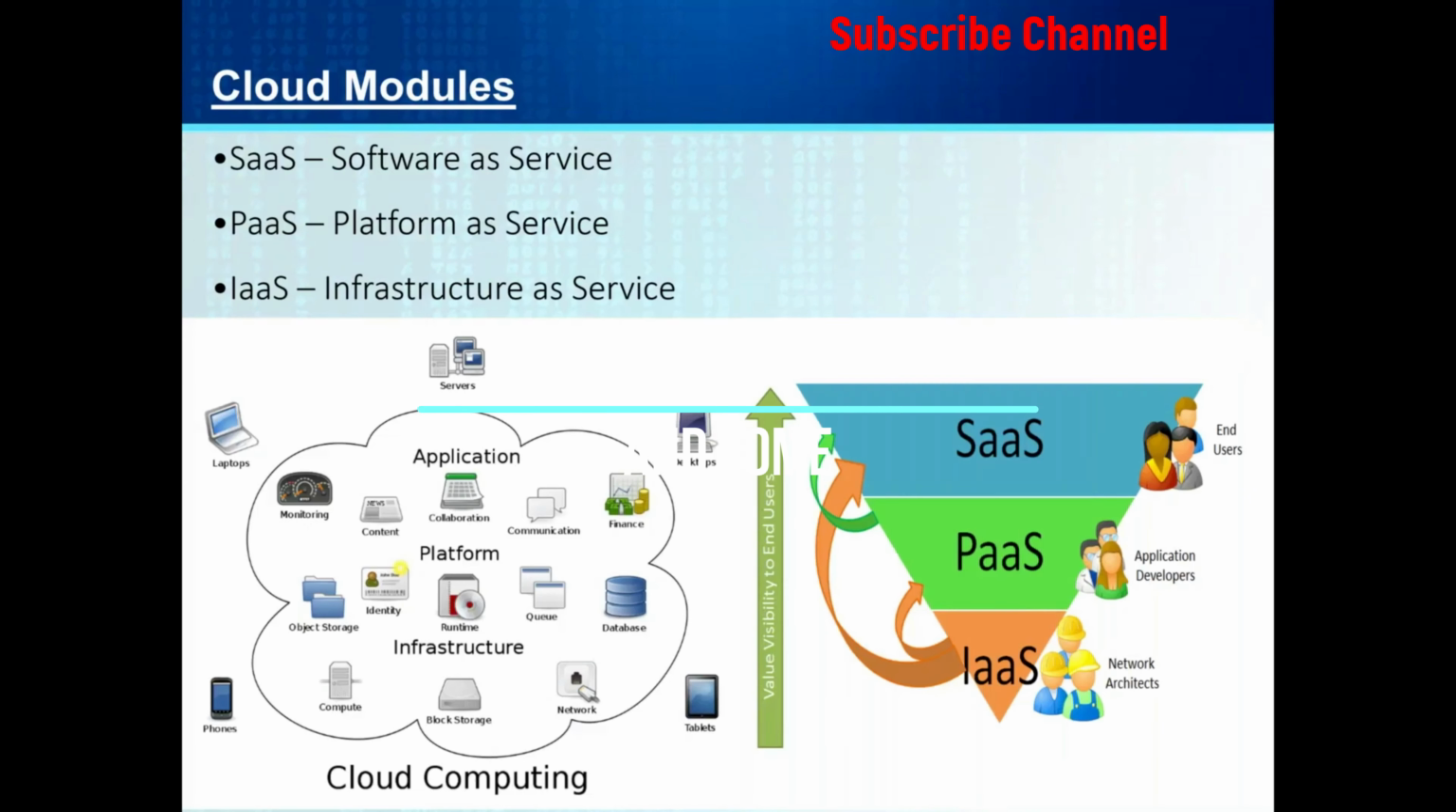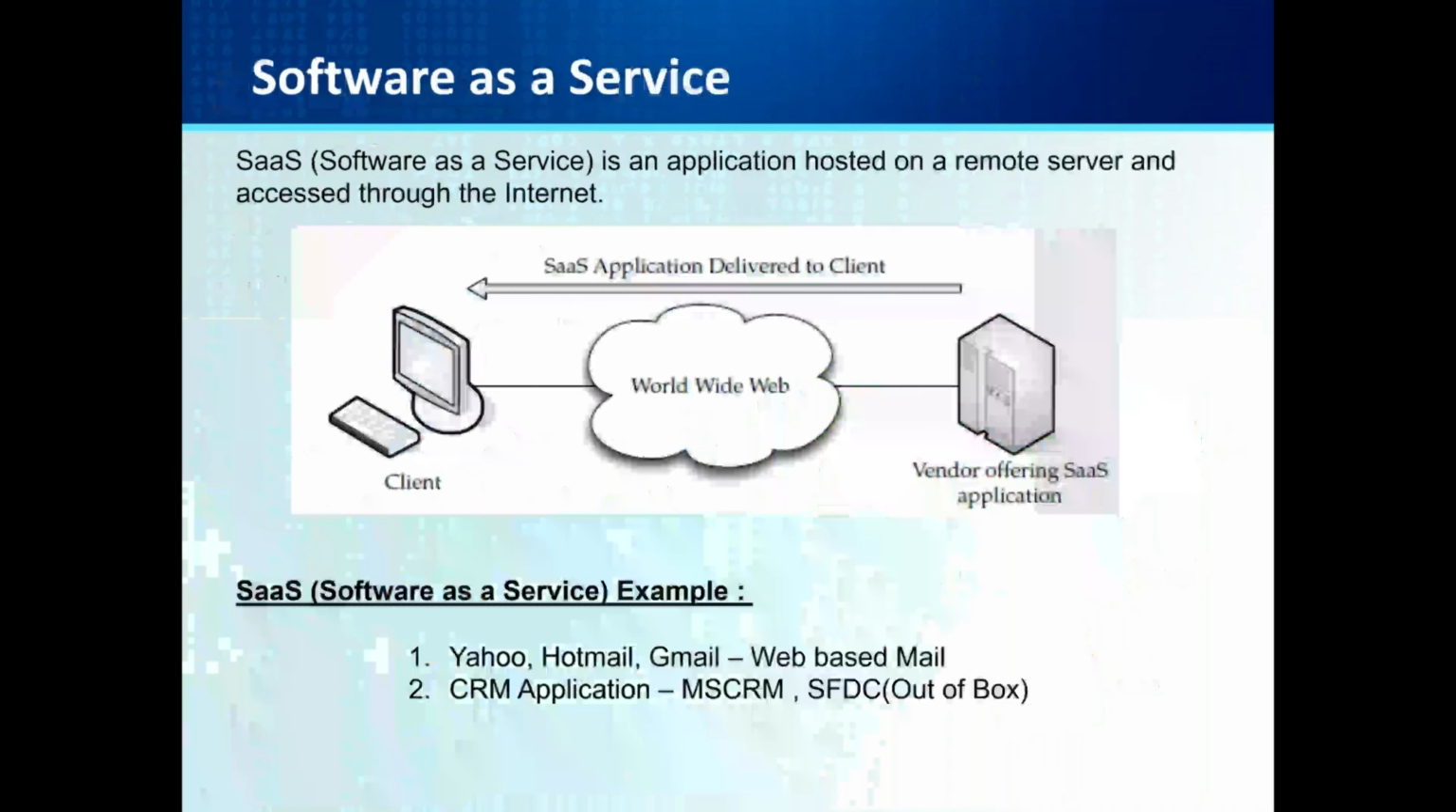We have seen that cloud has three modules: software as service, platform as service, infrastructure as service. Whenever you are offering a software over an internet, we call them as software as service, like Gmail, email software, CRM software, banking software. Any type of application that you host over an internet, we call them as software as service, right?